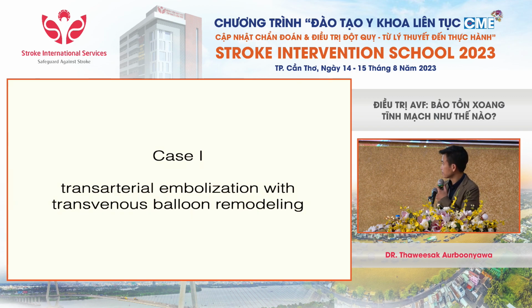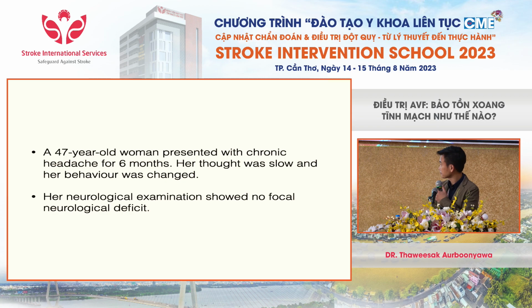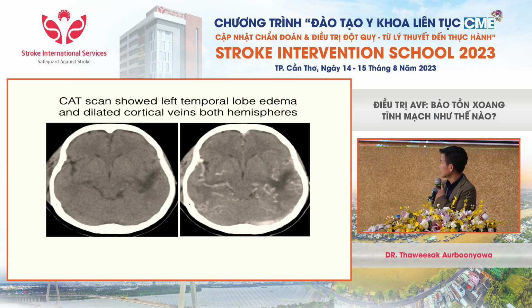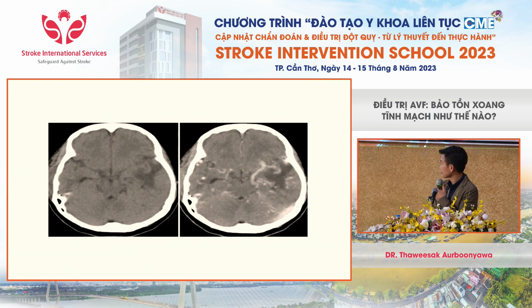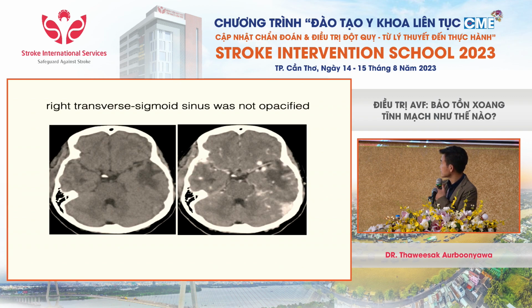I can show you an example. This is a case of transarterial embolization with transvenous balloon remodeling. A 47-year-old came with chronic headache and behavioral change. The CT shows left temporal edema and venous congestion. Okay, you see the right transverse sinus is not opacified. That means you have only a single transverse sigmoid junction.